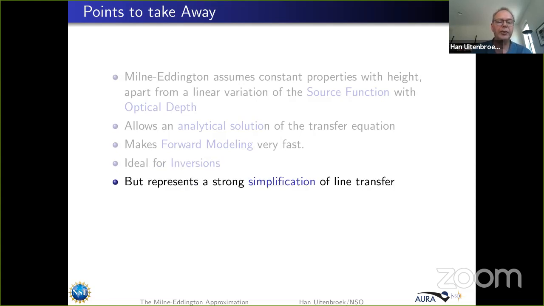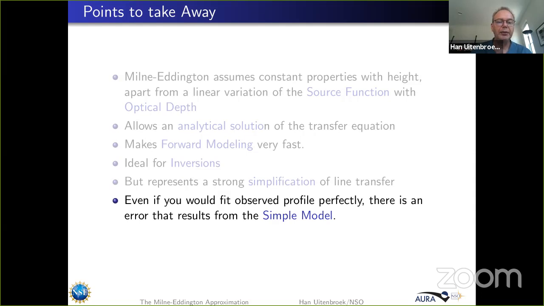But, and this is a very big but, it represents a strong simplification of line transfer. So you have to be aware of that. Even if you fit the observed profile perfectly with your inversion method, and mathematically you do everything correct, physically you're making an assumption, and there is a possible error that results from the assumption of this simple model. So yeah, that's what I have. Any more questions?